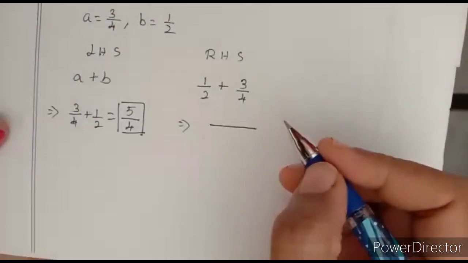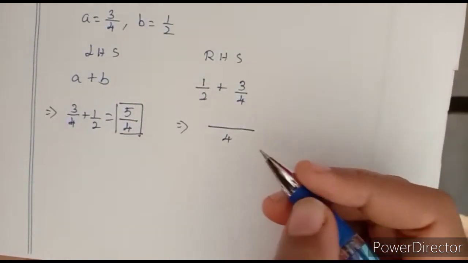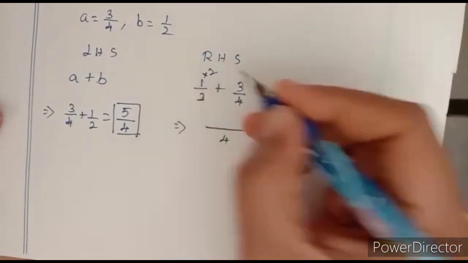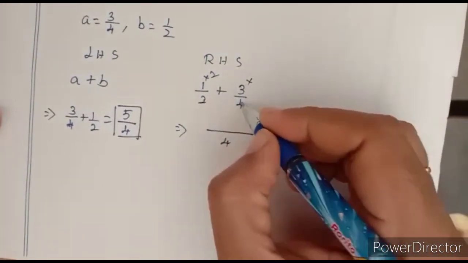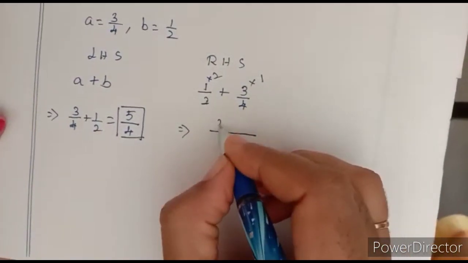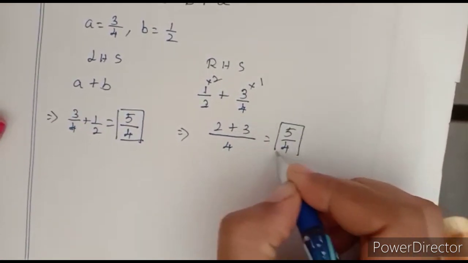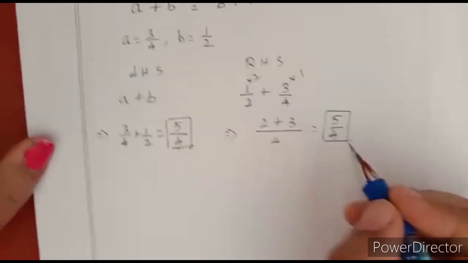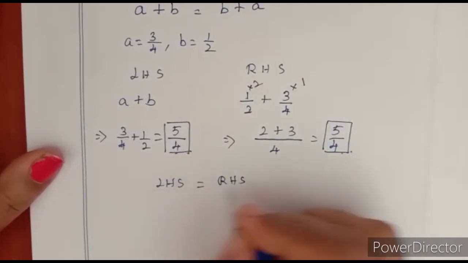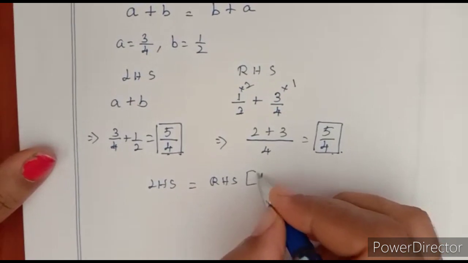Take the common denominator. Therefore, the LCM of 2 and 4 is 4. See how many times 4 is divisible by 2. That is 2 times. Multiply with numerator. And 4 is divisible by 1 time. Multiply with the numerator. That is 1 2s are 2 plus 3 1s are 3, which is equal to 5 by 4. If you see here, you got left hand side is equal to right hand side. That means commutative property is true for the addition.